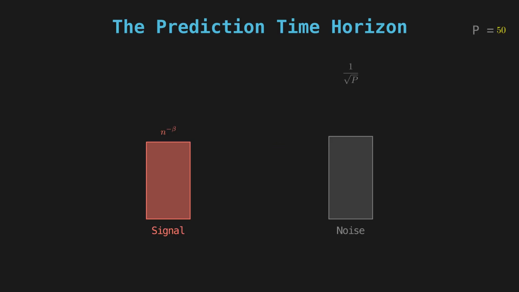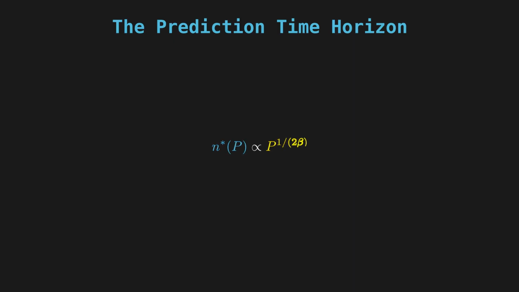The correlation at distance n has strength roughly n to the negative beta, but estimating it from a finite dataset introduces sampling noise on the order of 1 over root p. The model can only detect correlations whose signal exceeds the noise. Setting them equal and solving for n gives us the prediction time horizon. N times p is proportional to p to the power of 1 over 2 beta.